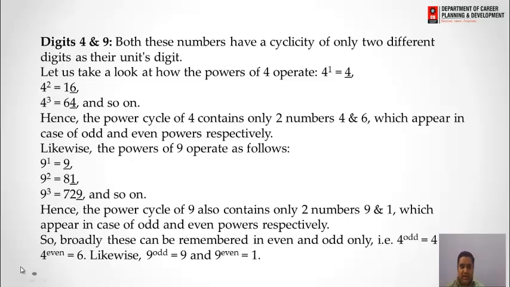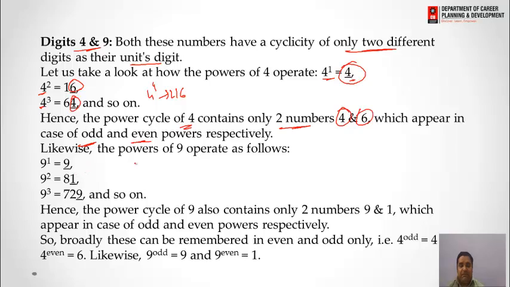Now after that, we need to understand the concept of 4 and 9. For both of these digits we have a cyclicity of only two different digits as the unit digit. Let's say if we have 4 power 1, it ends with 4, and 4 power 2 ends with 6 as the number is 16. If we continue with 4 power 3, the answer is 64, and 4 power 4 gives us 256. That means the unit digit is either 4 or 6. The cyclicity of 4 carries only two numbers, 4 and 6, which appear in the case of odd powers and even powers.